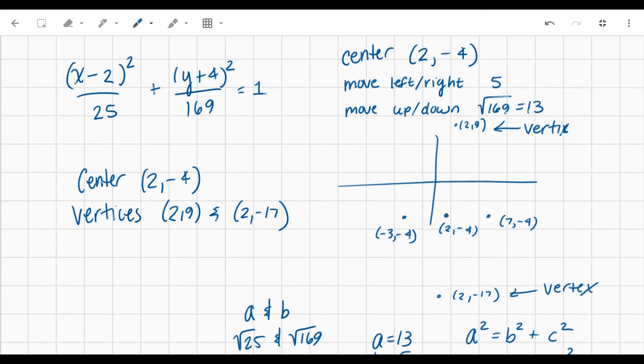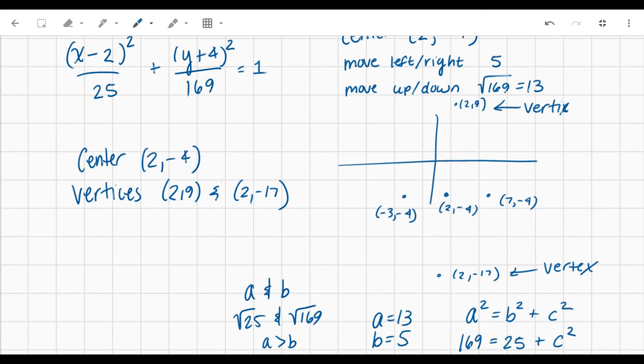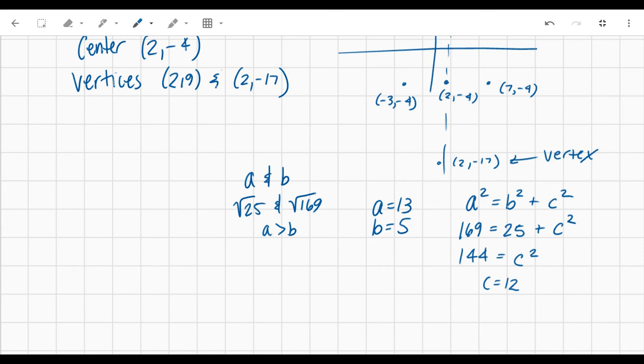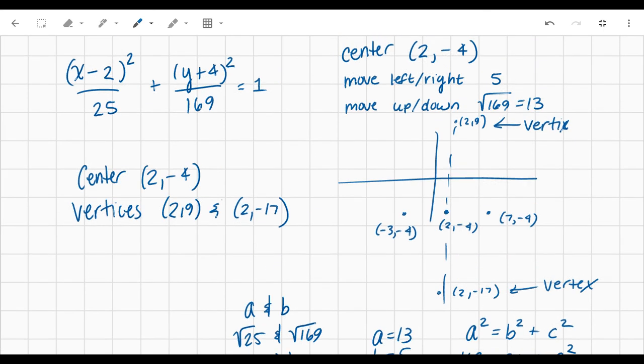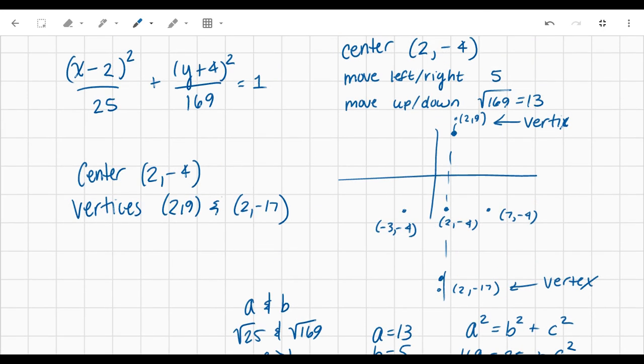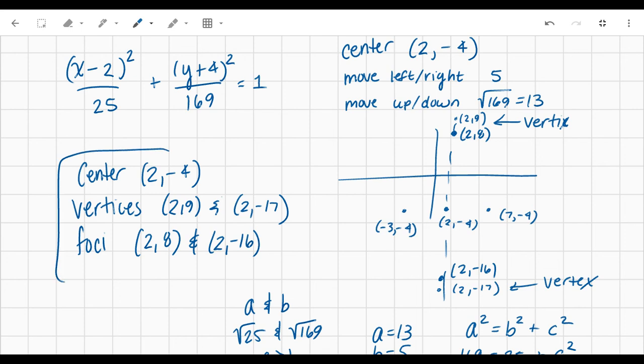So again, your foci are along that major axis, the bigger one. Rather than moving up and down 13, we're going to move up and down 12. So it's going to take us just one below. There's where your foci would be, at 2, 8 and at 2, negative 16. So there's the answers that you're going to put into Alex. All right, moving on.